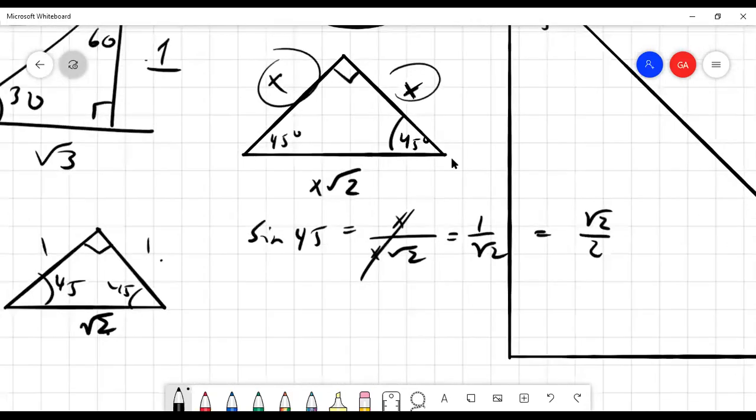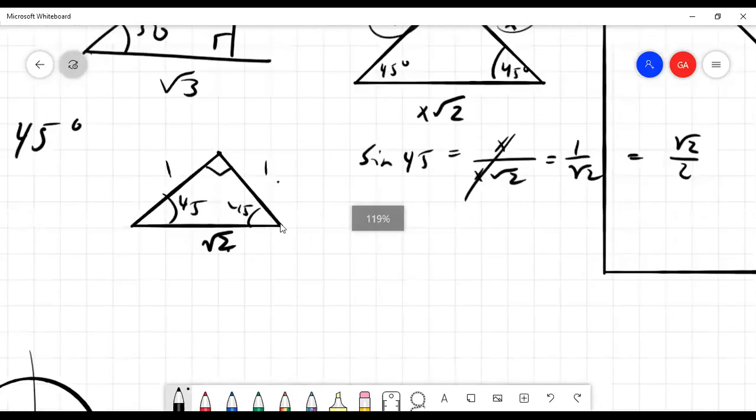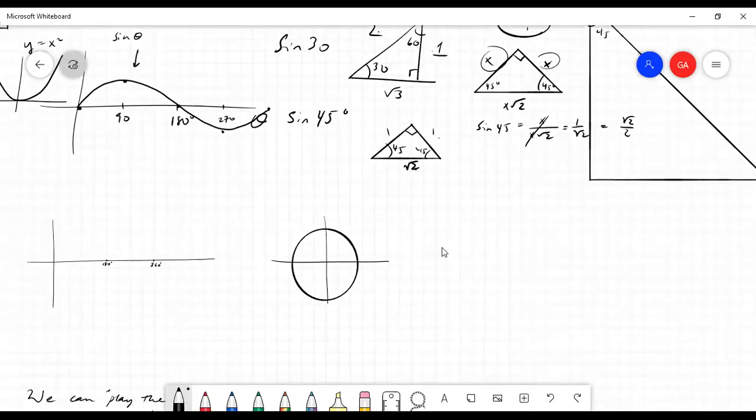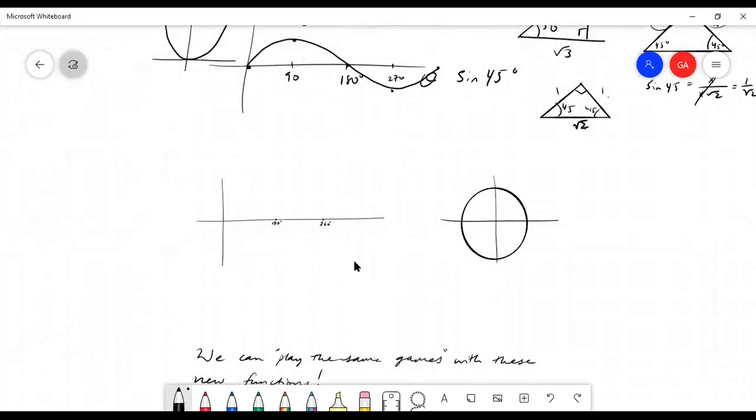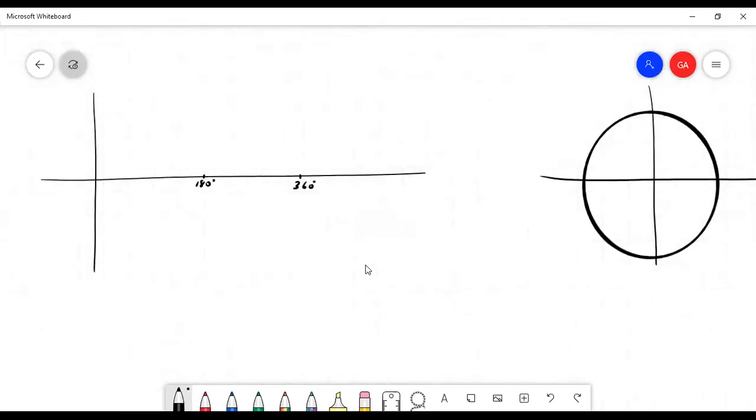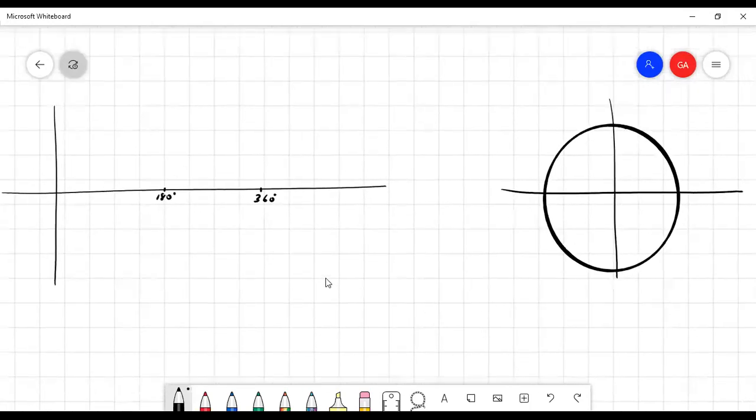But on the homework, you should only need those two triangles, 45, 45, 90, and 30, 60, 90. Okay, let's get on with the main content. So this is actually great because we've already summarized what we talked about yesterday.